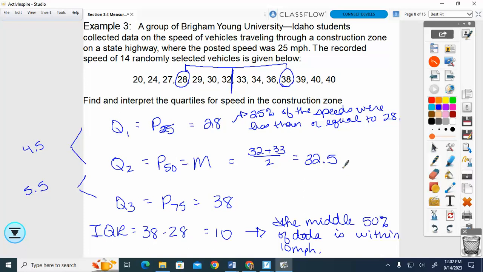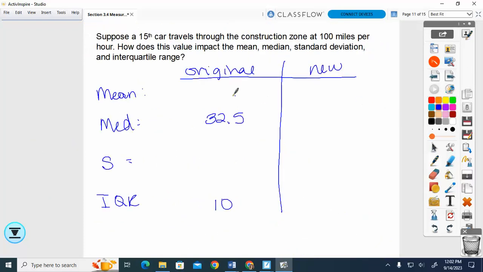Did you add these yet? Not yet. I'm going to do the original data first. So my mean was 32.14. Standard deviation was 6.175.